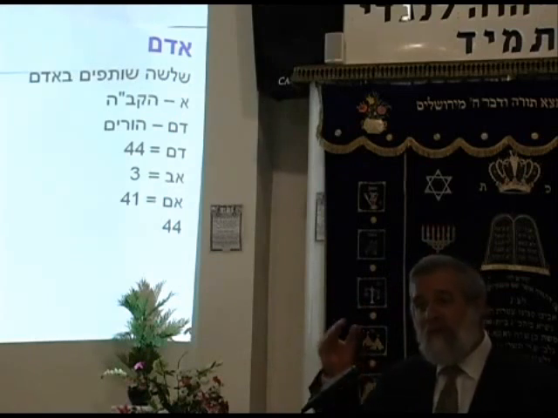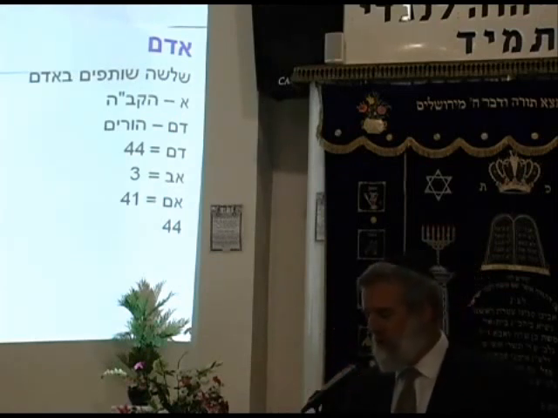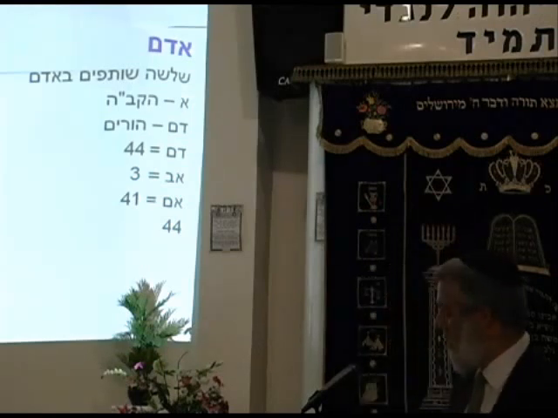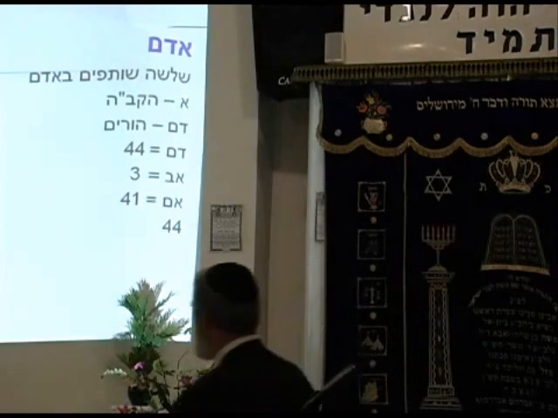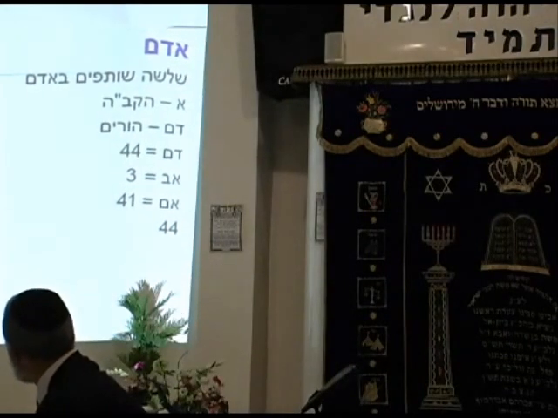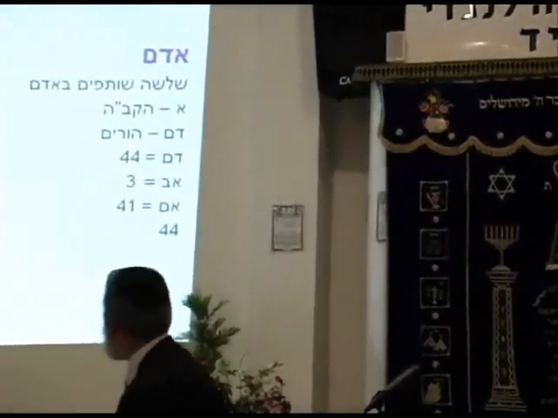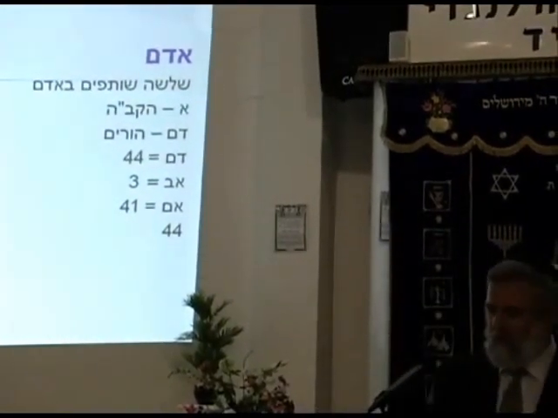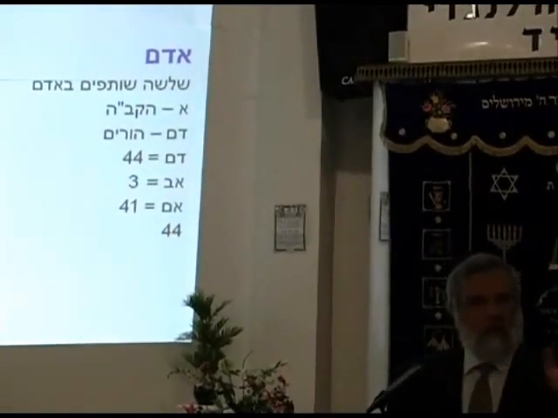So before we go to every letter of the alphabet, I'm just going to give you a quick example. Look at the word Adam. Everybody can see it now, right? Adam, a human being, man, consists of 3 letters. A quick example.